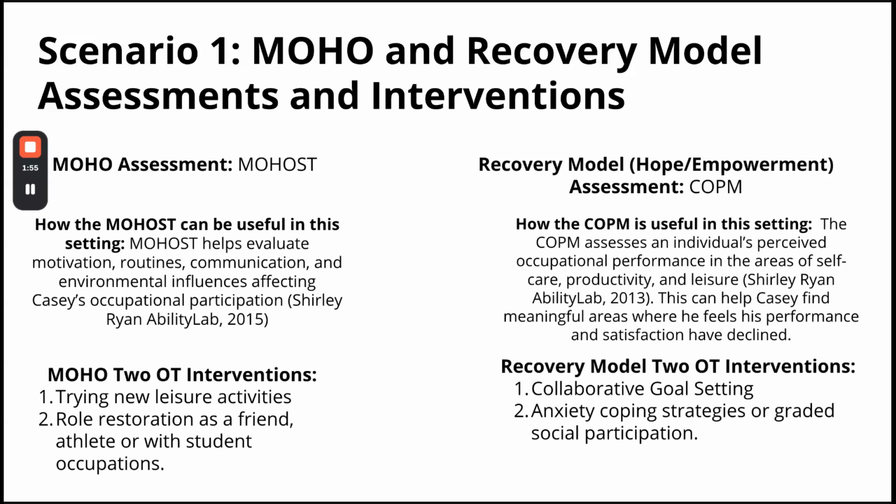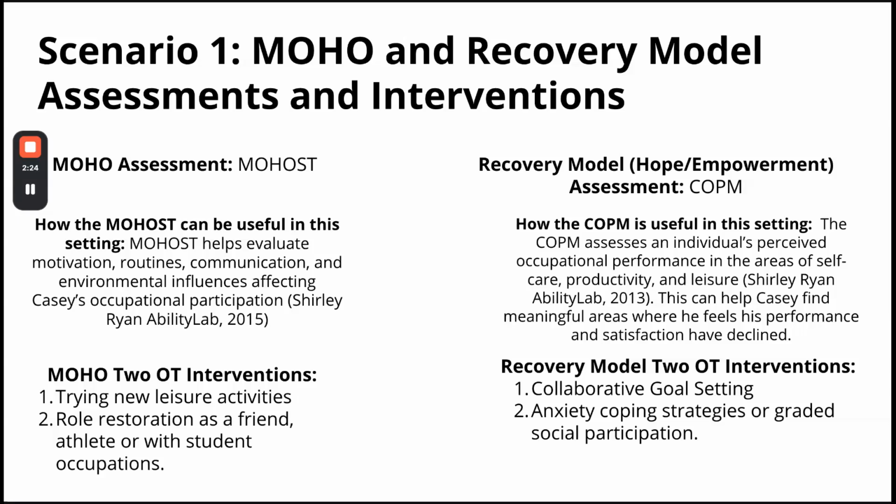So for scenario one, the assessment I would use for MOHO is the MOHOST. This can be useful because it helps evaluate motivation, routines, communication, and environmental influences which are affecting Casey's occupational participation. And with MOHO, the two OT interventions I included were trying new leisure activities and role restoration as a friend, athlete, or with student occupations.